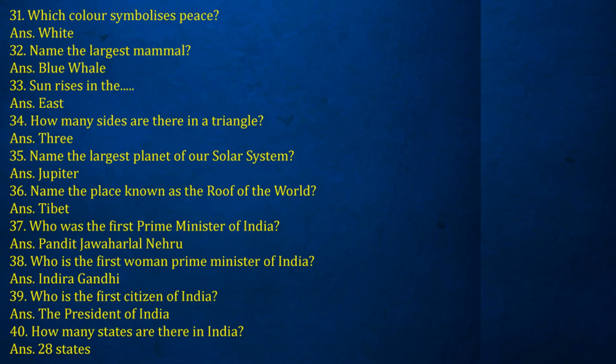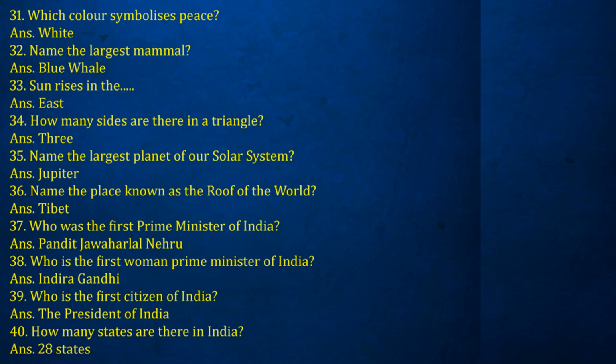Ans. East. 34. How many sides are there in a triangle? Ans. 3. 35. Name the largest planet of our solar system. Ans. Jupiter. 36. Name the place known as the roof of the world. Ans. Tibet. 37. Who was the first Prime Minister of India? Ans. Pandit Jawaharlal Nehru.